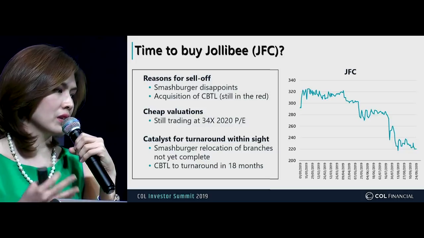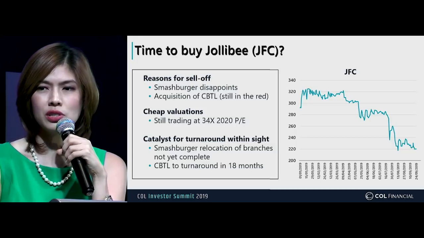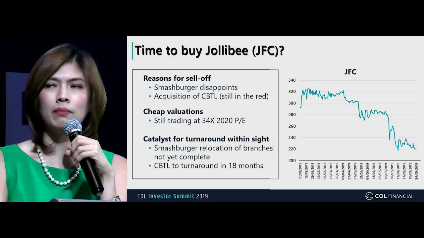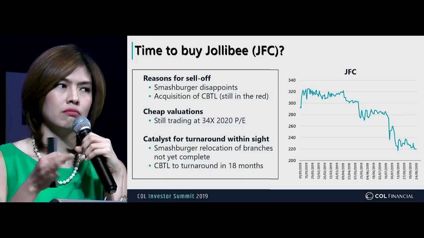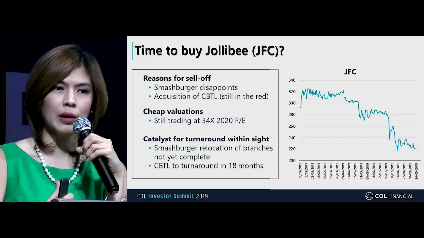Unfortunately, at this point, it's still trading at 34 times 2020 PE, which is not a cheap valuation if you think about it. Consumer companies would trade more at the 20 to 25 times level. It's still 34 times next year.